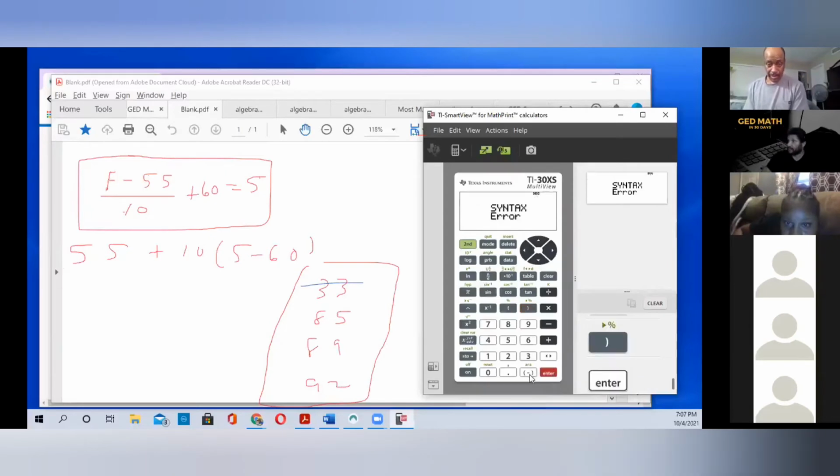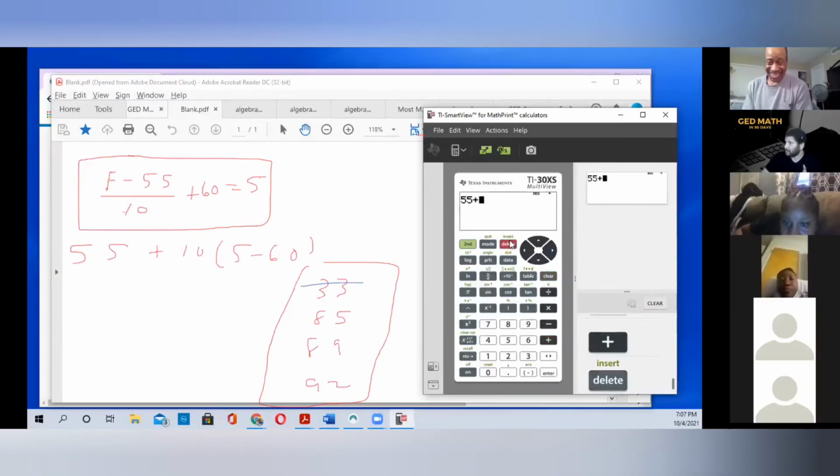We're going to hit enter. What, I got 55? What is going on? All right, let me clear up and start all over again. 55 plus 10 parentheses. First one is 85 minus 60 in parentheses. We're going to hit enter. Did we get 375? No. So we know it's not 85.